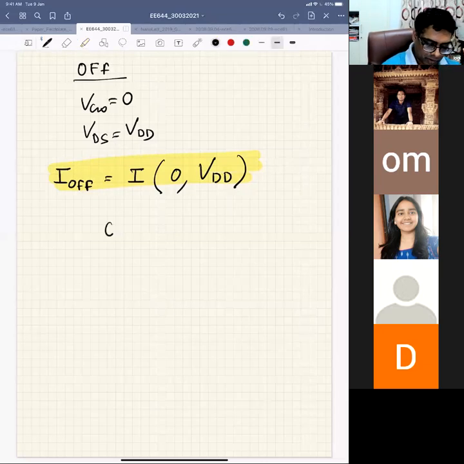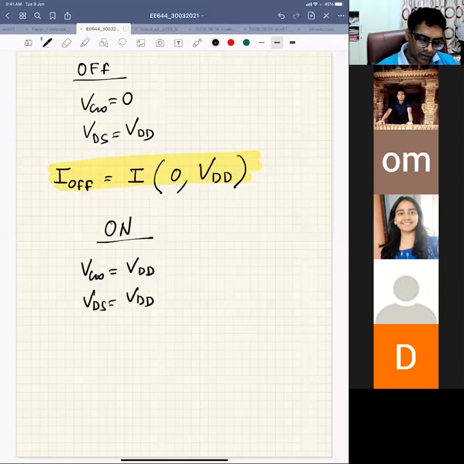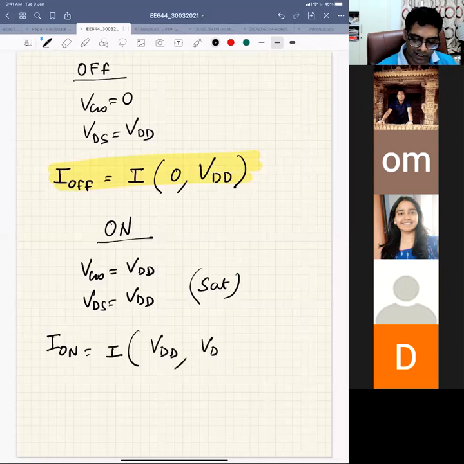Similarly, when you're talking about on current, when the transistor is on, that means your VGS is equal to VDD. So the transistor is on means I applied VDD, and your VDS is also VDD, and your transistor is operating in saturation. So this is the current when both VGS and VDS are VDD, and that is the definition of on current. And on current is again a single quantity of a transistor.